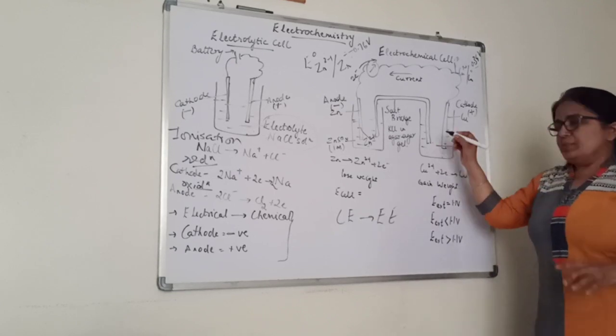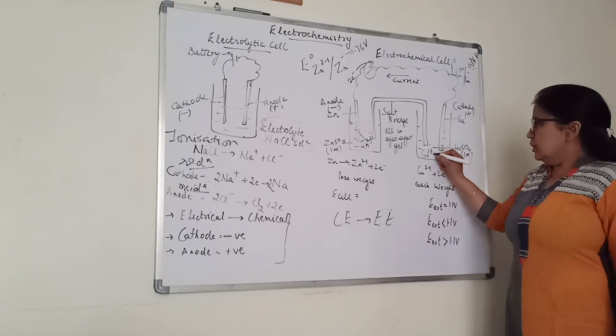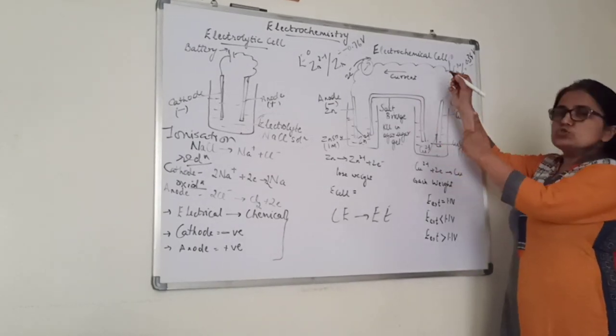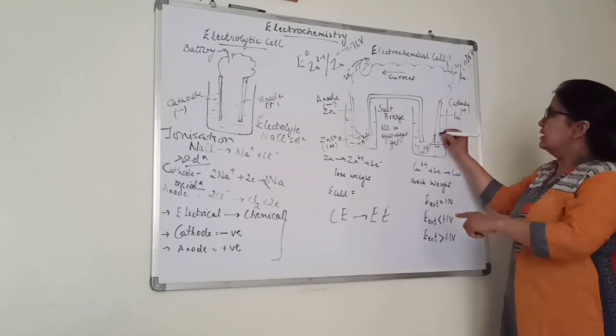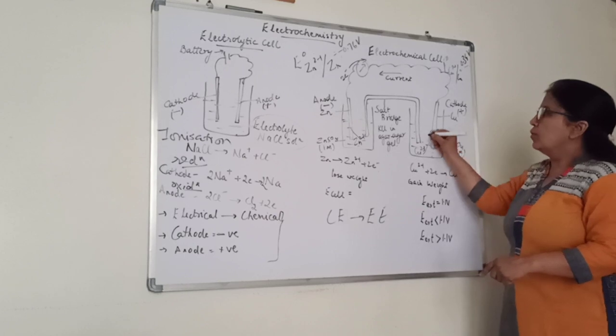How? We have copper sulfate solution here. Copper sulfate has cupric ions. Cupric ions rush towards the electrode. They take those two electrons which are coming from zinc, and the copper gets deposited on this rod.